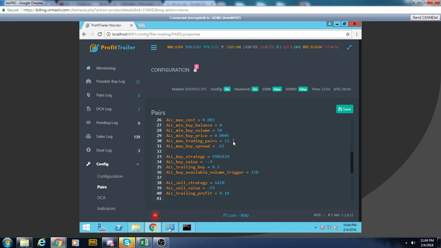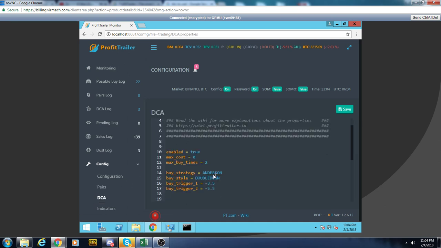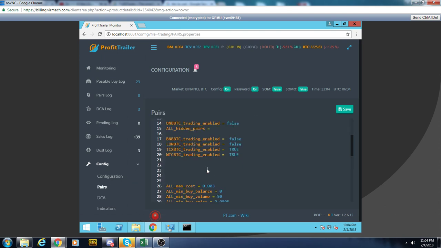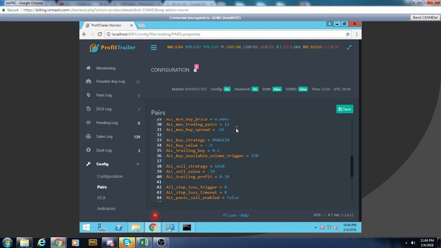My max trading pairs is 12. That's working for me right now. With my DCA settings, the way they are, I feel very safe. Let me give you a sneak peek of the DCA settings. My max buy on DCA is 2. I am not going all the way down with shit bags, but let's come back to that. Okay. Max trading pairs is 12.